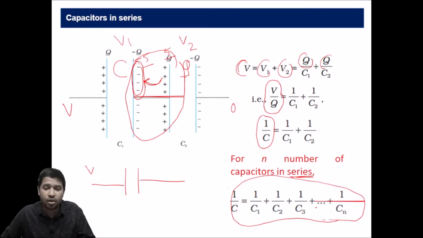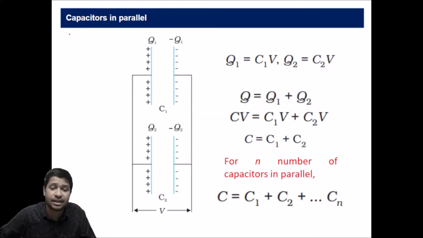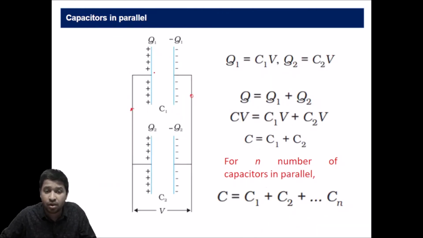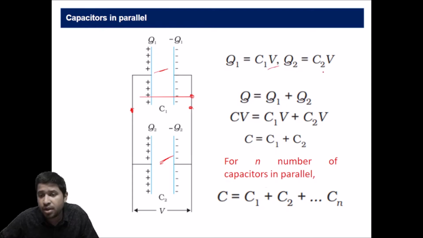Now let us look at the alternative case where the capacitors are connected in parallel. That means all these positive plates are connected and all these negative plates are connected. In the previous case, you will see that the positive plate is connected to the negative plate and so on. But here all the positive plates are connected to one point and all the negative plates are connected to the other point. In this case, when things are connected in parallel, the potential is the same for all of them. That means the potential difference here and the potential difference here will be the same, because this is the total potential difference. So here we see that both the potentials are the same.